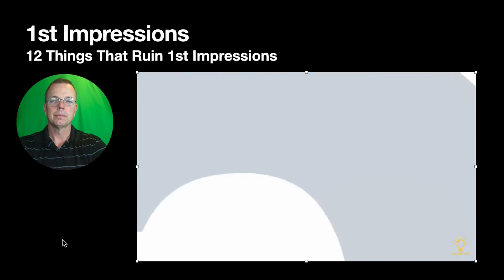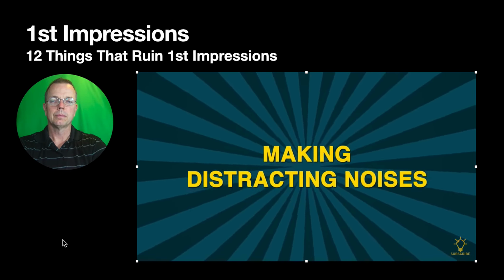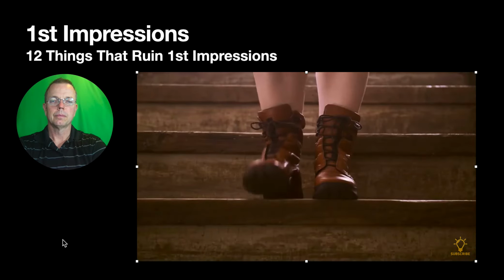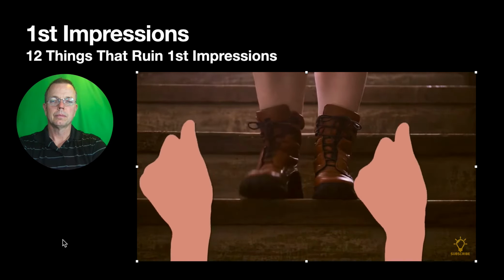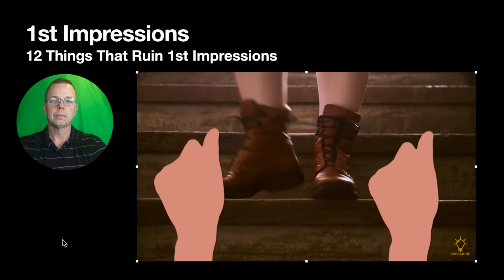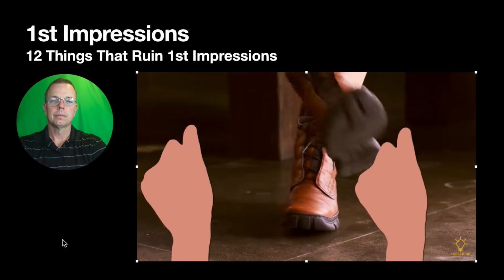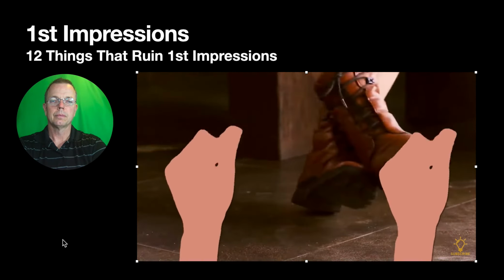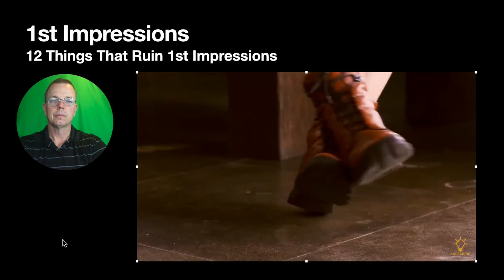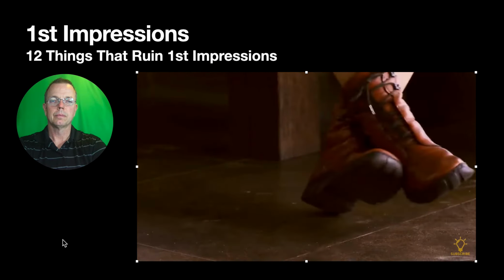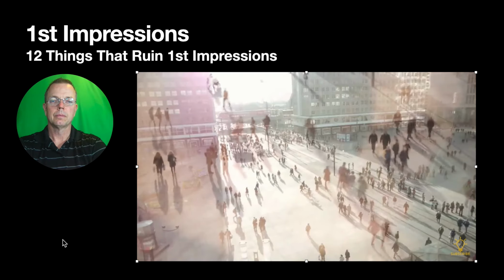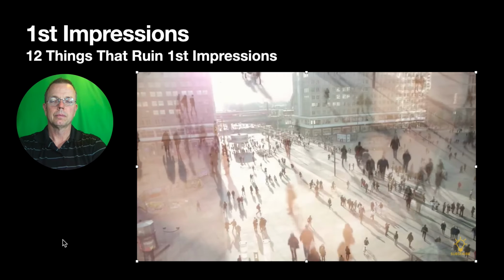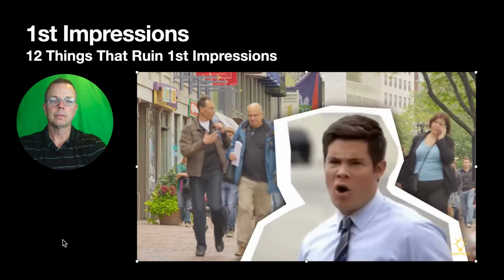Number 5, making distracting noises. We've all been in a room with someone who constantly taps their foot or fingers or drums their pen on the desk. And if you do any of these things, you're not only annoying everyone, no offense, you're also giving them the wrong impression about you. Tapping can indicate nervousness, irritation, or impatience. People might even think that you're purposely trying to irritate others or draw attention to yourself.